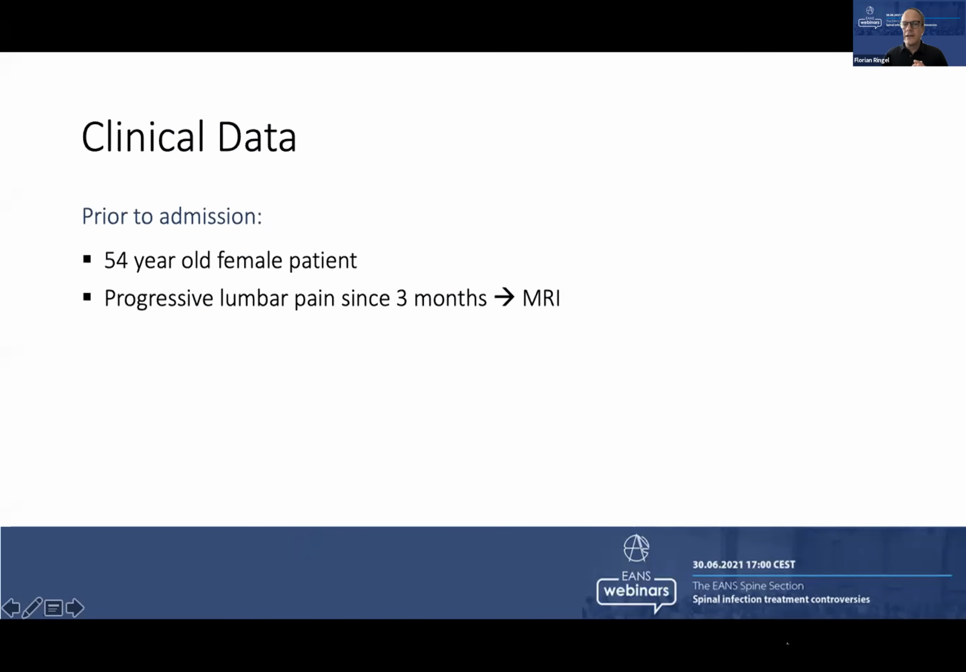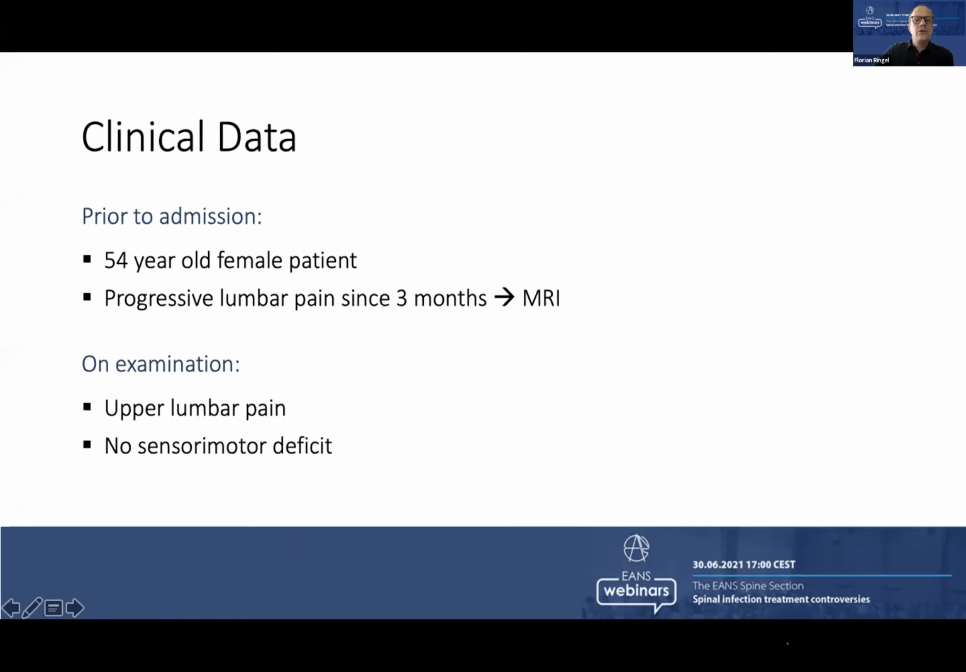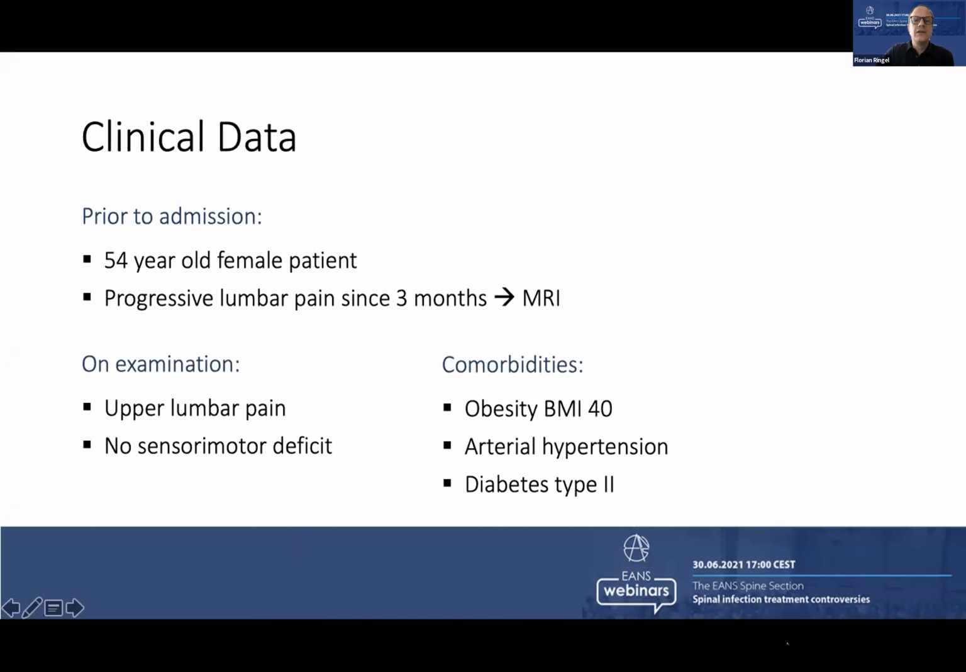Okay, this is the clinical data. We were talking about a 54-year-old female patient, and she had progressive lumbar pain since 3 months and therefore got an MRI. On examination, when she showed up with her MRI, she had an upper lumbar pain, no sensory motor deficit, so no neurological deficit at all. Comorbidities: she's obese with a BMI of 40. She's got an arterial hypertension and a diabetes type 2.